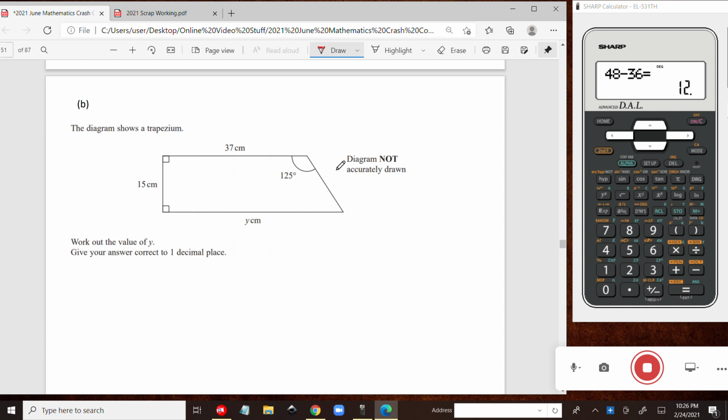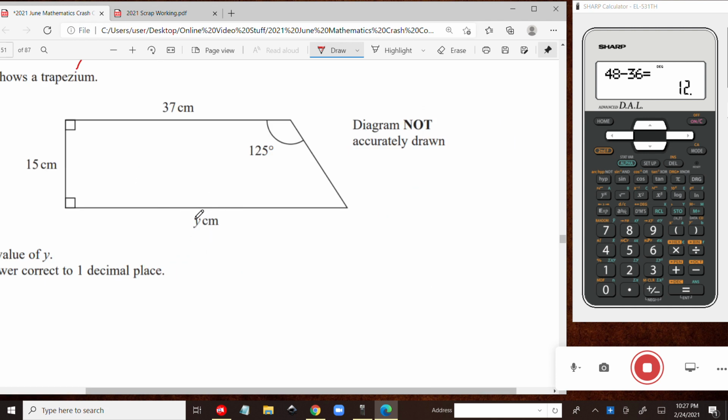Part B. The diagram shows a trapezium. Well, a trapezium has 4 sides: 1, 2, 3, 4. And before we move into this question, all the angles in any 4-sided figure will add up to 360 degrees. Trapezium, parallelogram, square, rectangle, all of them, if you add up all the internal angles, you get 360. They want you to work out the value of y.